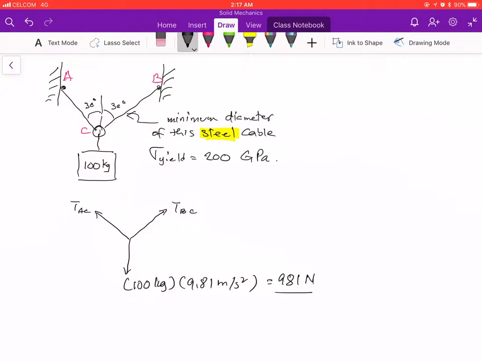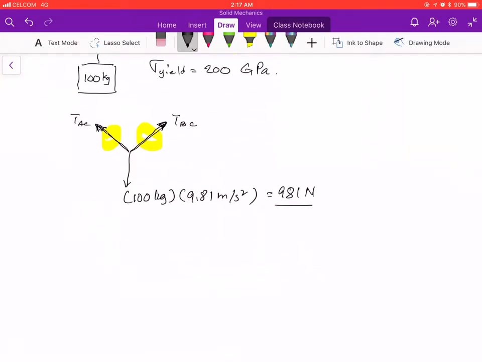In order to find out the stress for this cable and this cable here, we need to find out what the tensions AC and BC are. Once we know the tension, we can find out the stress that will give the minimum diameter for the steel cable. So we can go ahead and solve the equations of equilibrium.